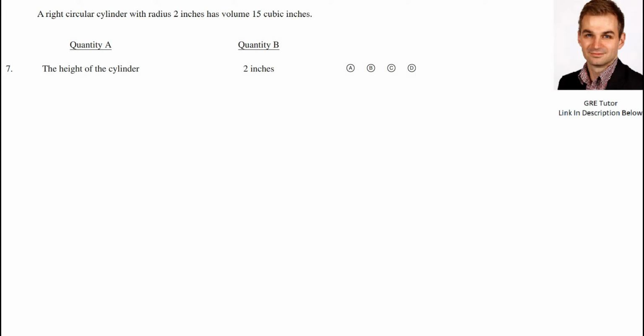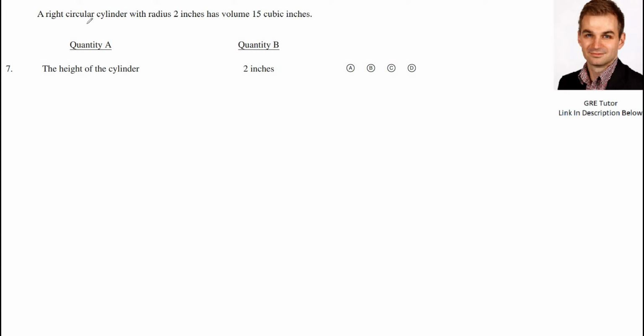Okay, so this is a right circular cylinder with radius 2 inches, has volume 15 cubic inches. Alright, and they want to know quantity A, the height of the cylinder, or quantity B, 2 inches. Which one is greater? Alright, so let's see if we can figure it out.